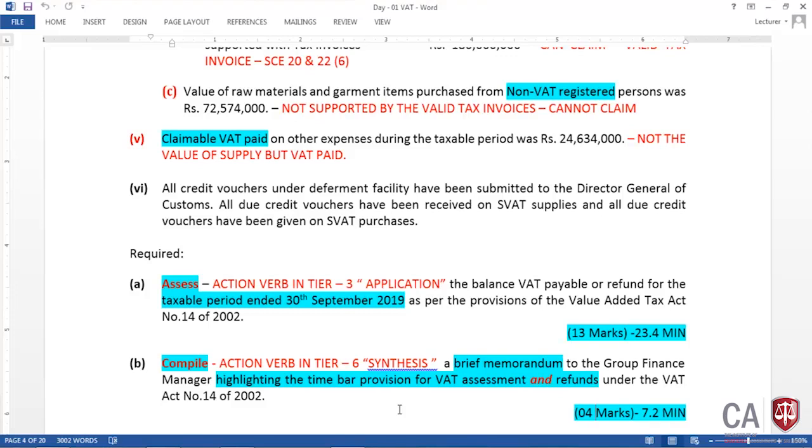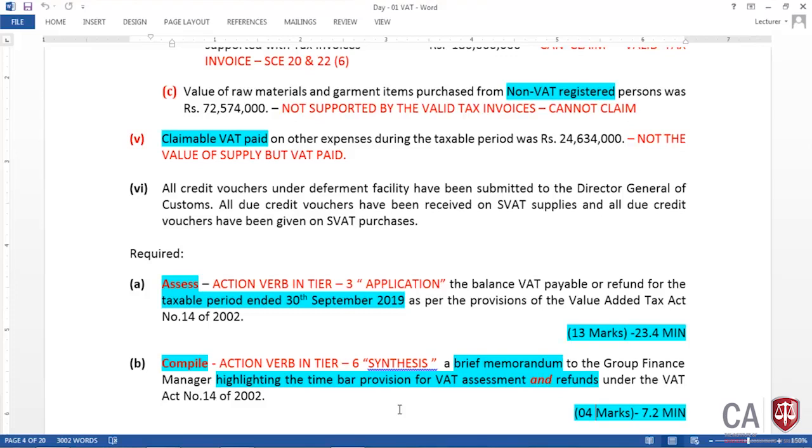Then what's the requirement? Assess the balance VAT payable or refund for the taxable period ended 30th September 2019 as per the provisions of the VAT Act. Now, what is the action verb? The action verb is assess. You all have the list of action verbs. Please go through that list. I have extracted where that verb assess is. It is in the tier 3 application part.